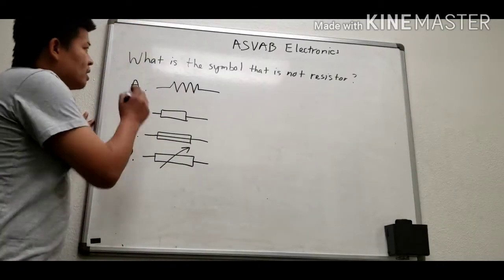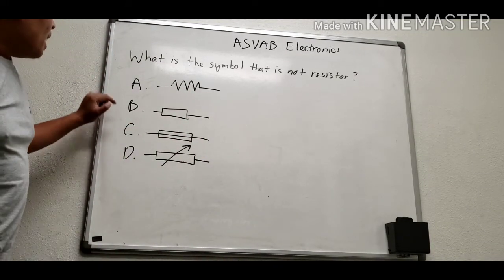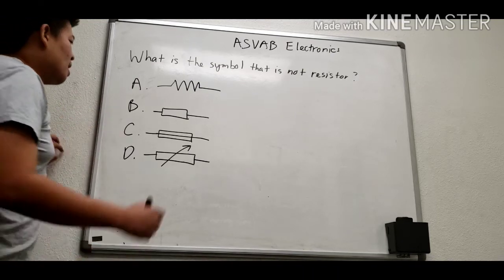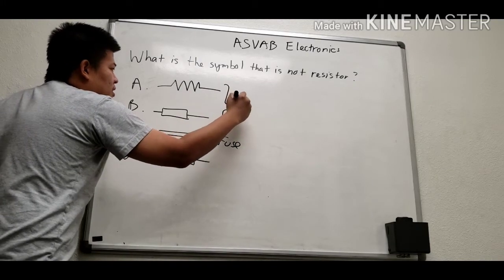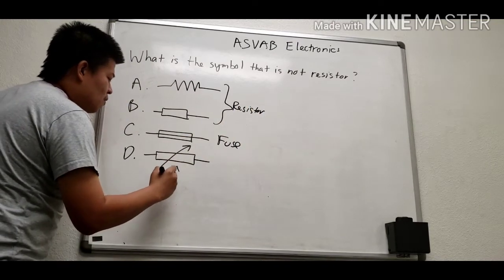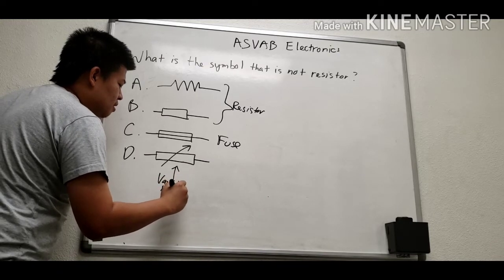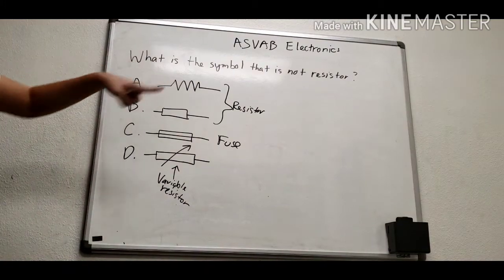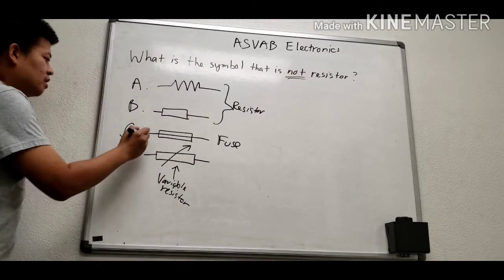The question is, what is the symbol that is not a resistor? In this question we see that C is the fuse. This one is the resistor. This one is the variable resistor. So the answer key for this question, not a resistor, is C.